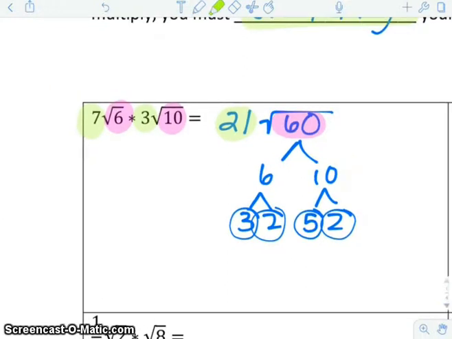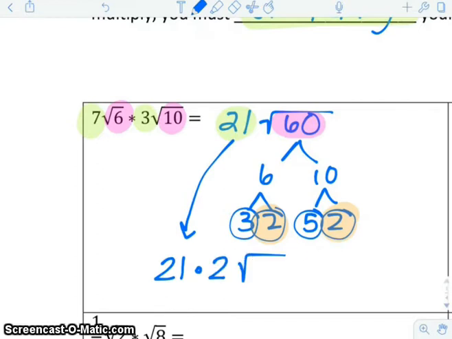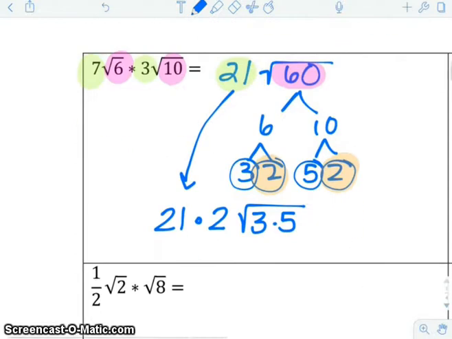Anything that has a buddy gets to leave. So these 2's pair up and leave. I keep my original 21, by far the most common mistake. People forget that was there. I keep that 21, the 3 goes back under, and the 5 goes back under. They don't have buddies to leave the radical with. 2 times 21 gives me 42, radical 15, and that is my final answer. So I multiplied the radicand times the radicand and the coefficient times the coefficient, and then I simplified.